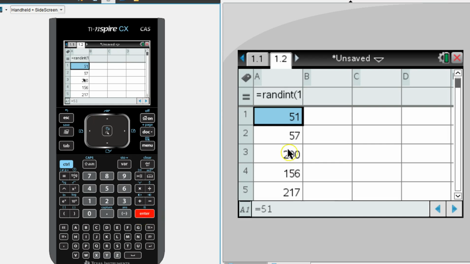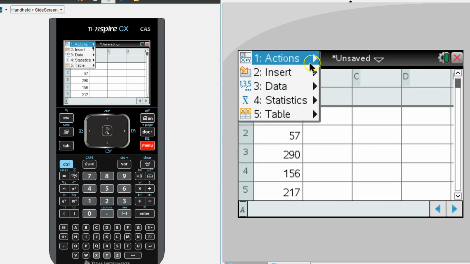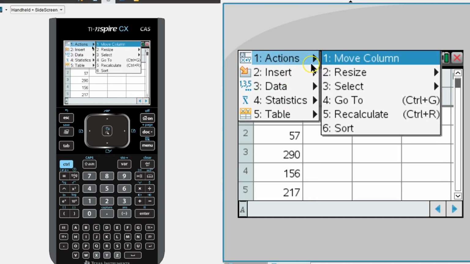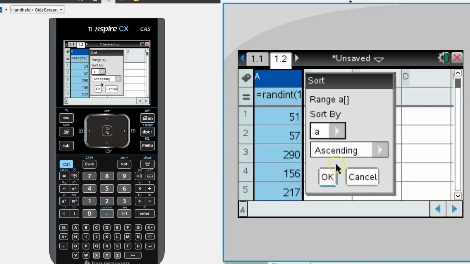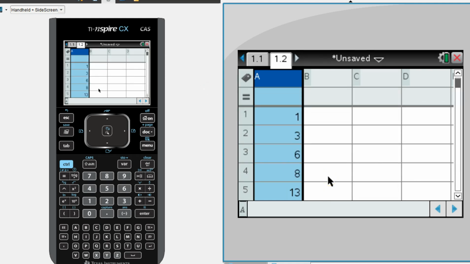Ta-da! Well, it's hard to compare. Are there any other 51s, any other 57s? So what we could do is we could organize this, which we've done before. So go up to the top, menu. I believe it is under data. Is there a sort? Oh, it's under actions. Actions, sort, ascending. So now they're all in order.